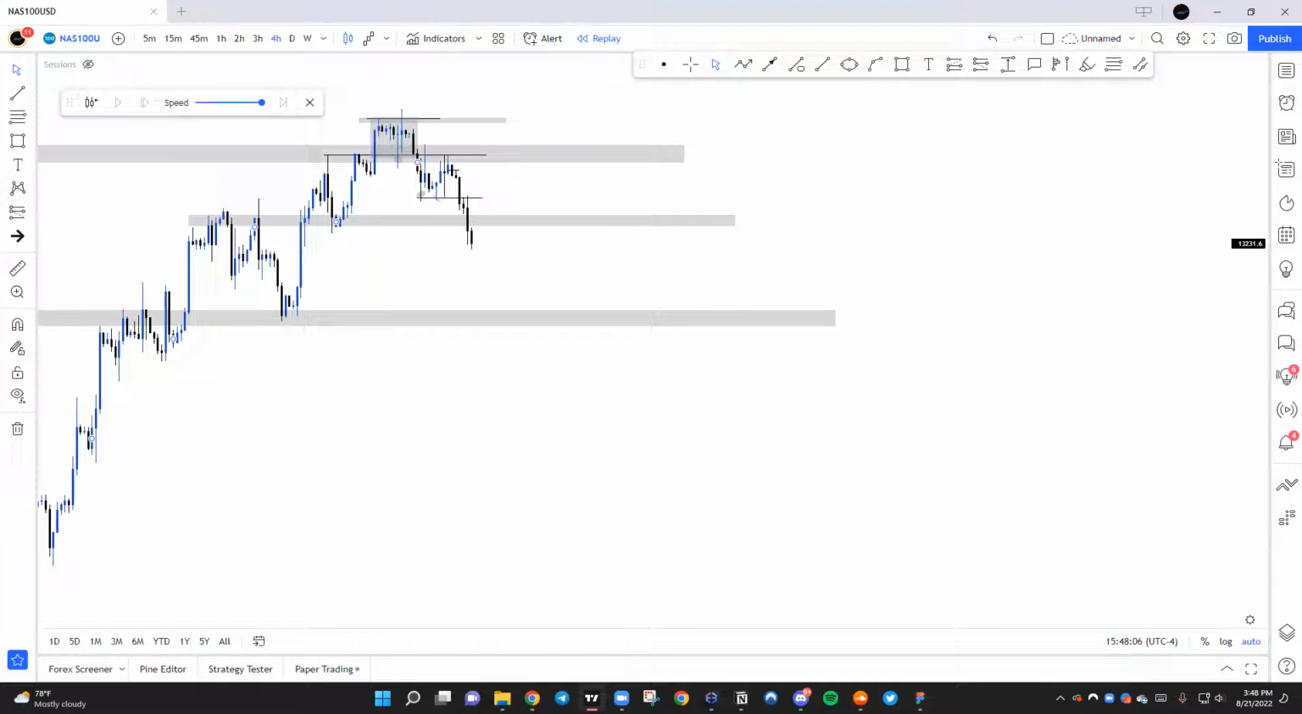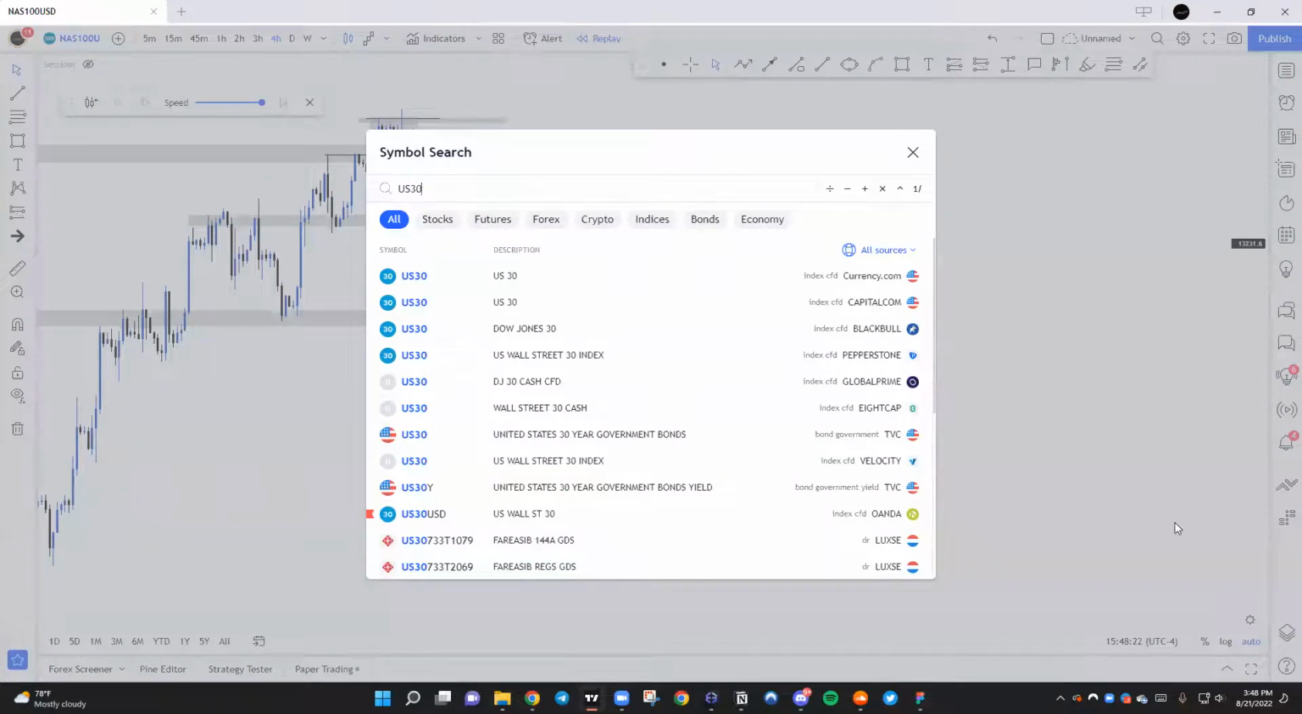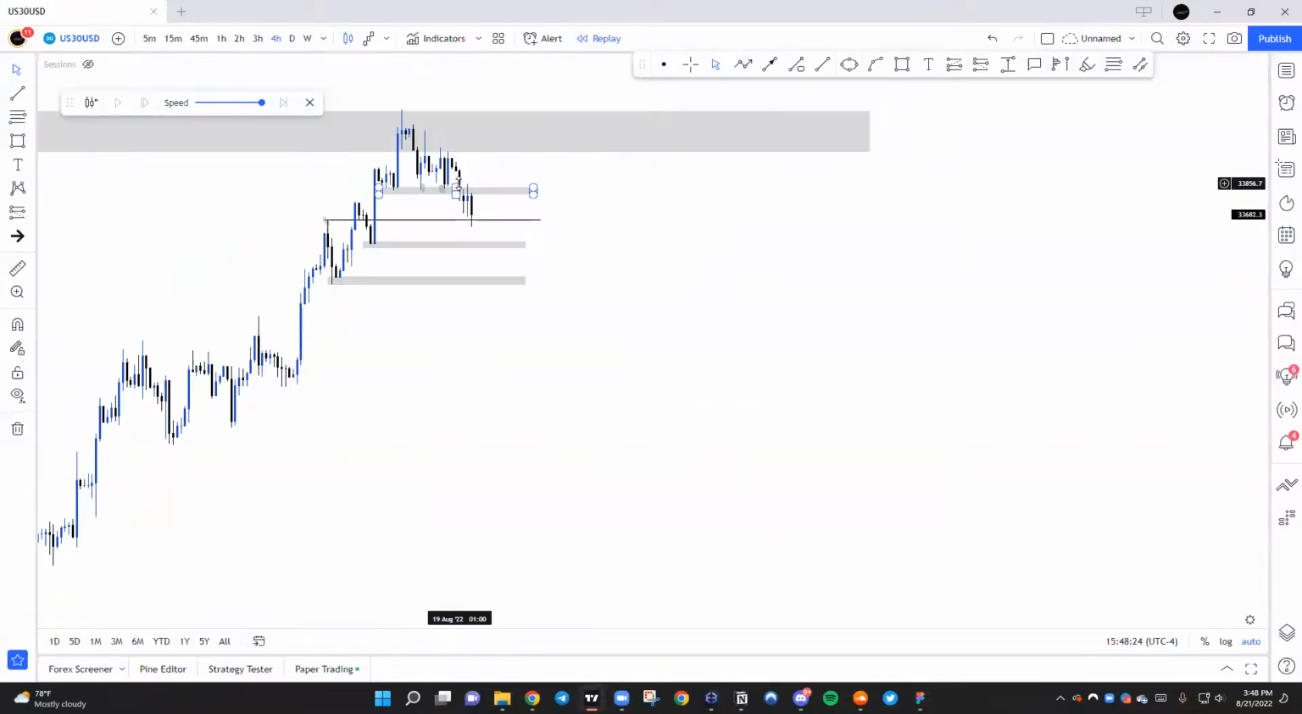German 40 looks exactly like Nas. You can just do the same thing. It's literally the same chart. It was bullish. It was a bullish example. Wait, let me go back to US30. It was a bullish example.